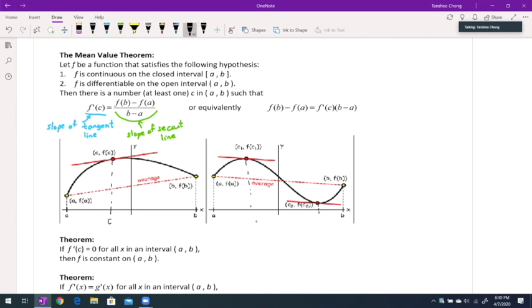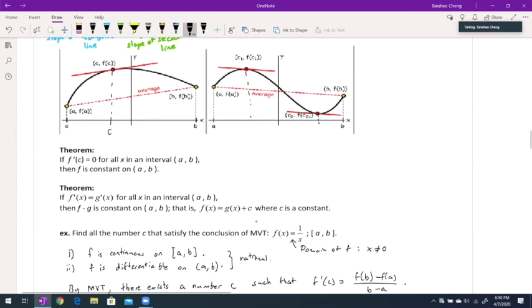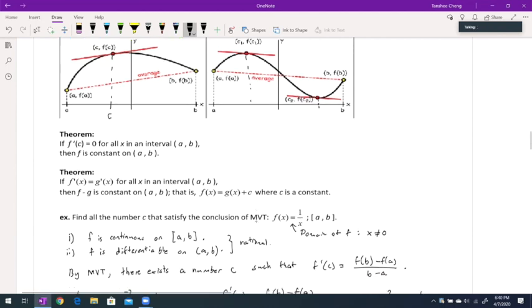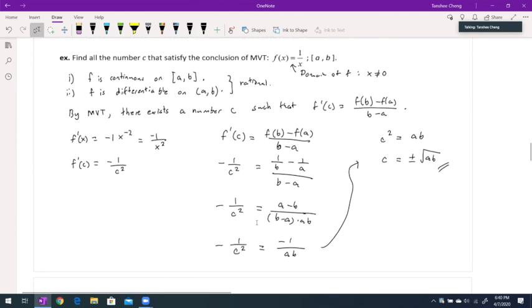And the other one is telling you that if f prime of x and g prime of x are equal for all x on an interval, then the original function f minus g is a constant function. Anyway, what we are interested in is the first case: how to use this mean value theorem, like before, checking the criteria and finding the value that satisfies the conclusion of the mean value theorem.